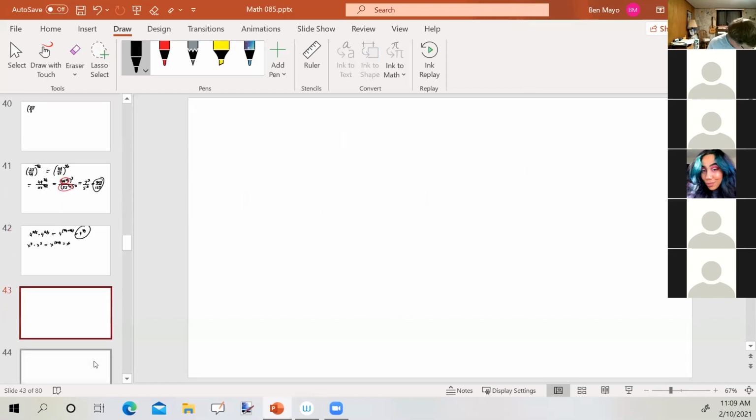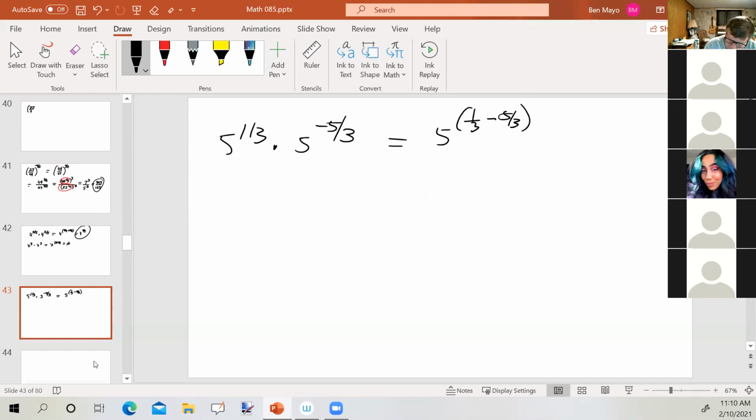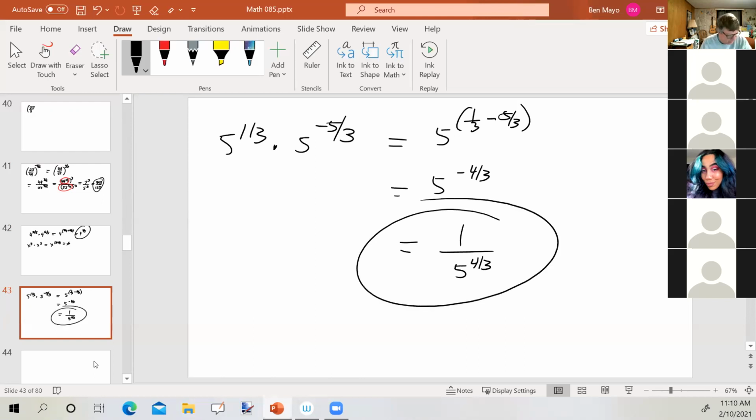How about this one? 5 to the 1/3 power times 5 to the -5/3 power. So this would be 5 to the 1/3 minus 5/3, or plus -5/3, which would be 5 to the -4/3 power, which would be 1 over 5 to the +4/3 power.